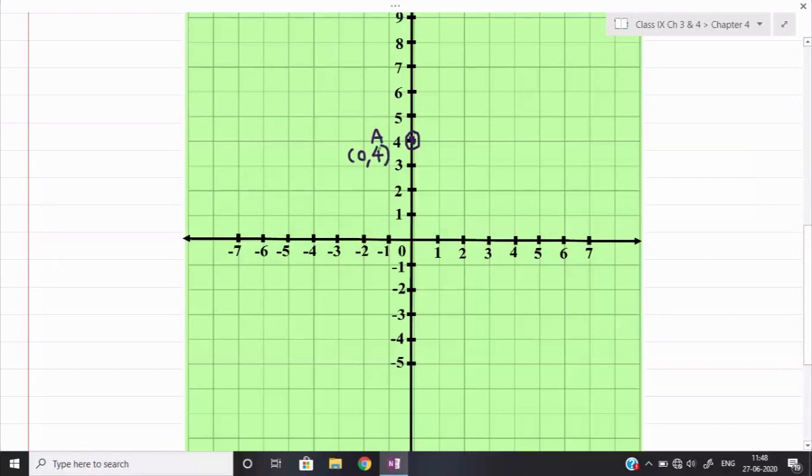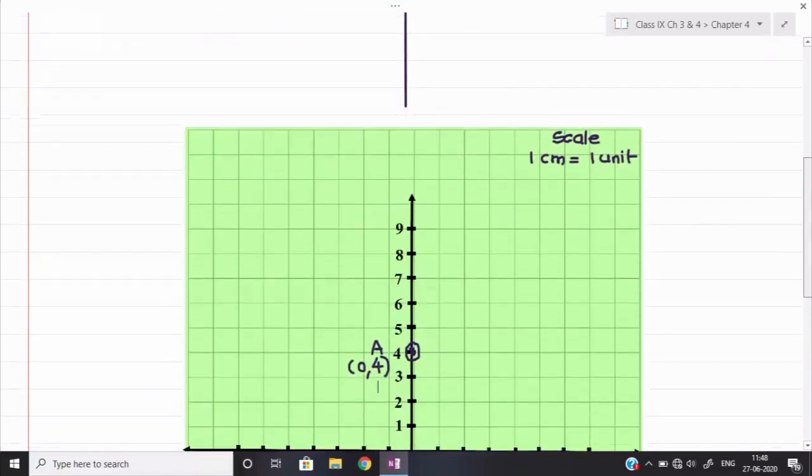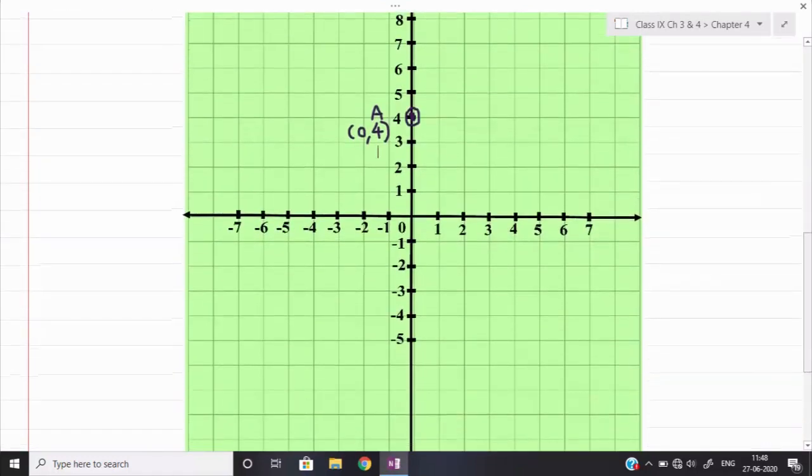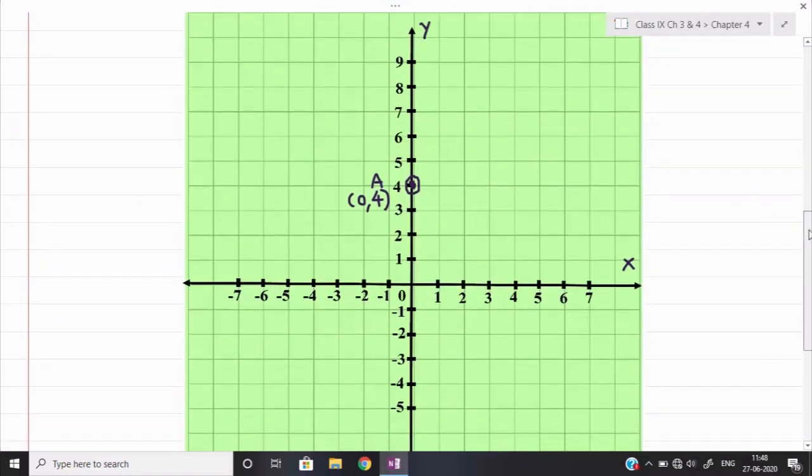Okay, now similarly second point was 1, 3. Once you can check, is it 1, 3? Yes, 1, 3. And third point is 2, 2. So x equal to 1. This is my x-axis. Okay, students, you know it. That's why I have not written here. So since we can mark it, this is my x-axis and this is my y-axis. Right?